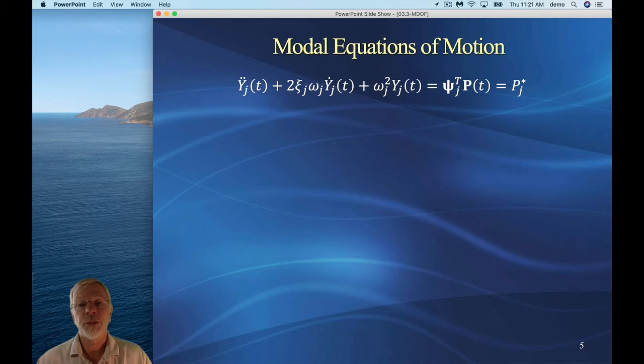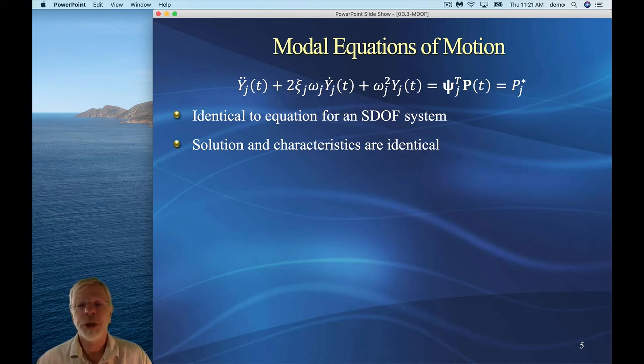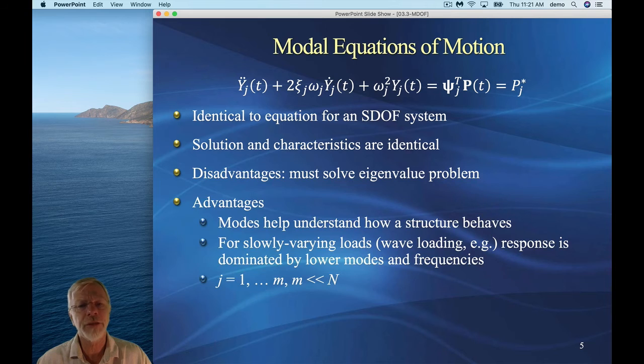So let's look at the modal equations of motion, just rewriting them here. And we see that, as I mentioned before, it's identical to the equation of motion for a single degree of freedom system. And so therefore, the solution and the characteristics of this equation are identical. The disadvantage of forming these modal equations of motion is that we have to solve the eigenvalue problem. But there are a lot of advantages. First of all, the mode shapes help us understand how a structure behaves, and understanding the natural frequencies also helps us understand how a structure is going to respond to a certain dynamic loading.